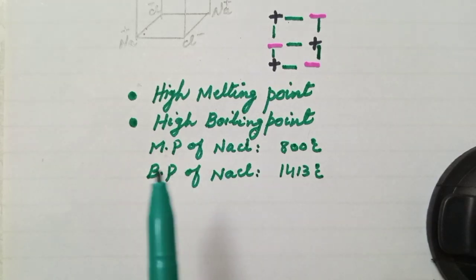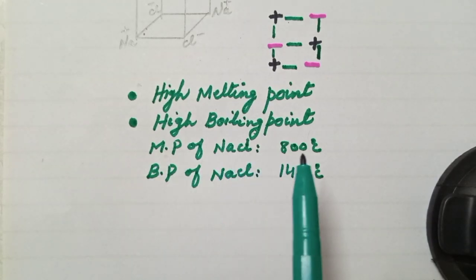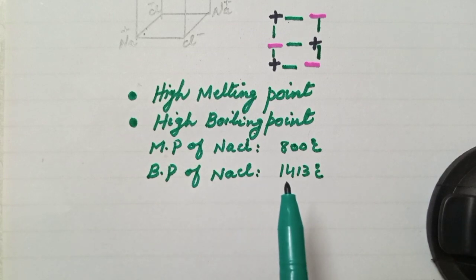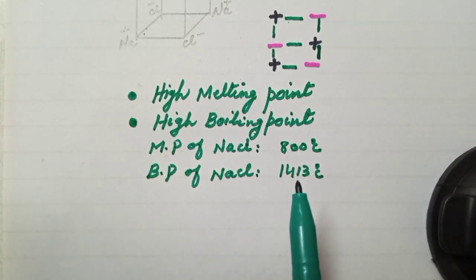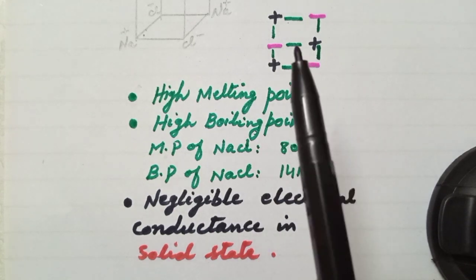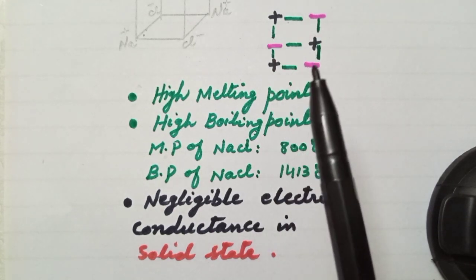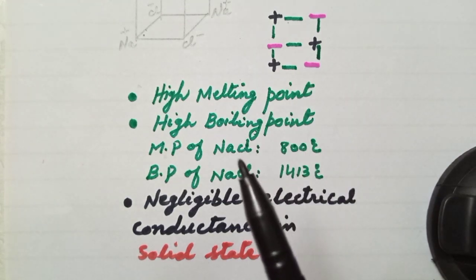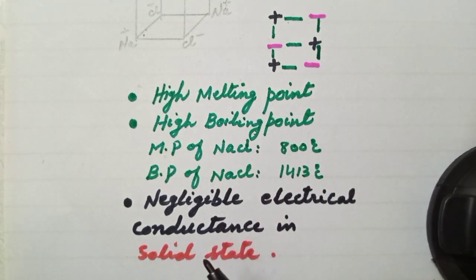For example, melting point of sodium chloride is 800 degrees centigrade and boiling point of sodium chloride is 1413 degrees centigrade. Ionic compounds have negligible electrical conductance in solid state. It is because the conductance of electricity requires the free electrons or the free charges. But in ionic compounds, the ions are held together by electrostatic forces of attraction and cannot move freely. So that's why electrical conductance is negligible in the solid ionic compounds.